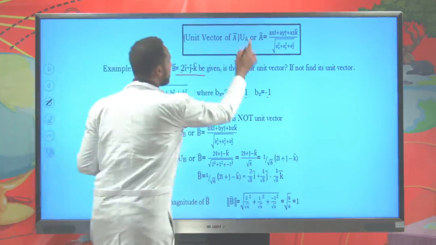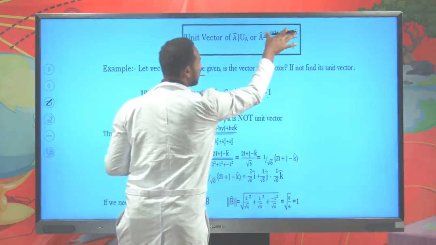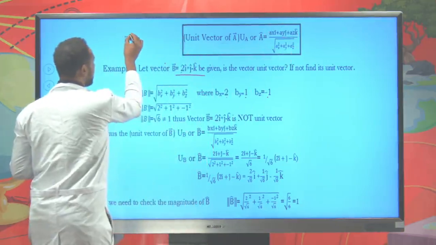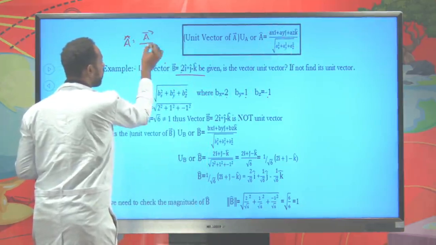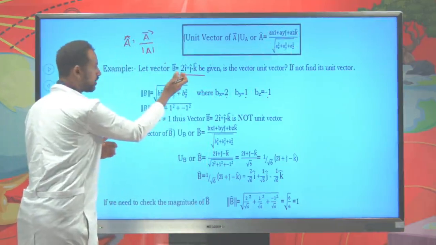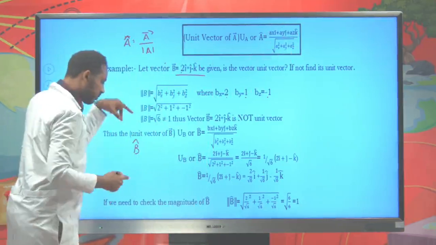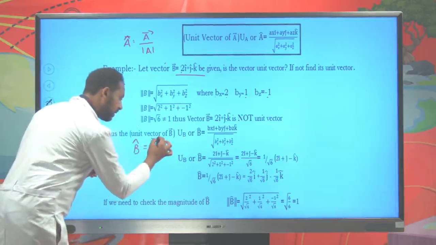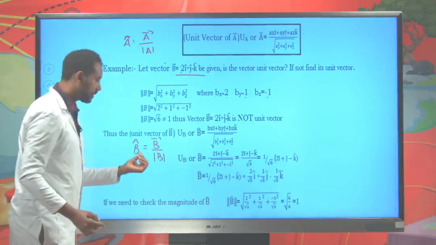How? To determine the unit vector of a given vector A, for example, AX in the I, AY in the J, you have to put the vector itself over its magnitude. Therefore, if you have vector A, to determine its unit vector, you have to put the vector itself over the magnitude of the vector. In this case, you have a vector called B. To determine its unit vector, B hat, whenever you put a hat it means unit vector, is equal to the vector itself, B, over the magnitude of B.